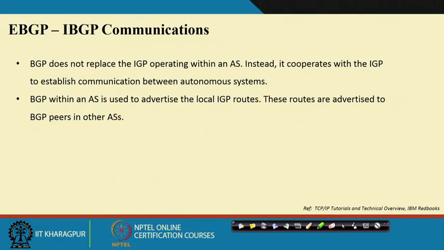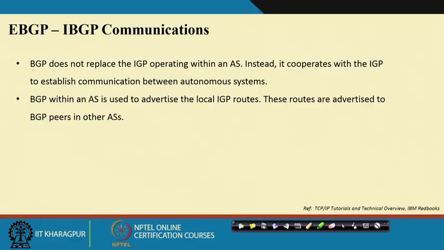And these paths also have BGP for the external, and there are OSPF, or what do I say, internal protocols, IGP protocols, running. So, there should be proper coordination between them. Otherwise, packet forwarding will not be possible. BGP does not replace the IGP operating within the AS. It is not like it replaces OSPF or RIP type of protocols.